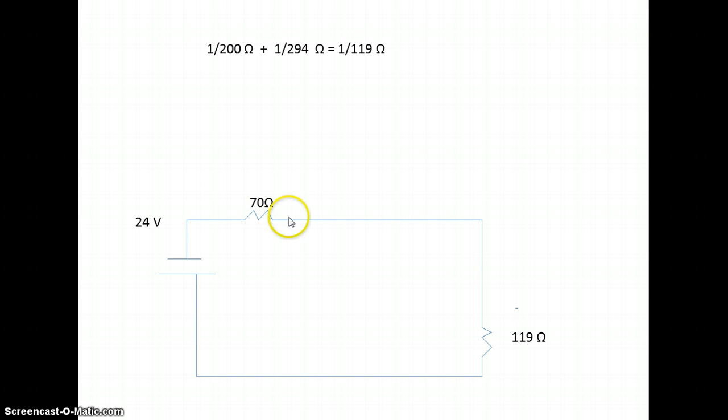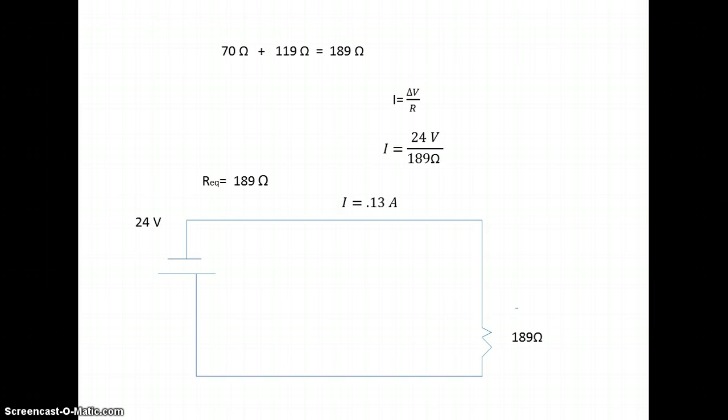So you have this leftover resistor of 70 ohms and this calculated resistor of 119 ohms. And since it's in a series, you can add them up to get 189 ohms. So that gets you to your answer of the total resistance in the circuit, which is 189 ohms.